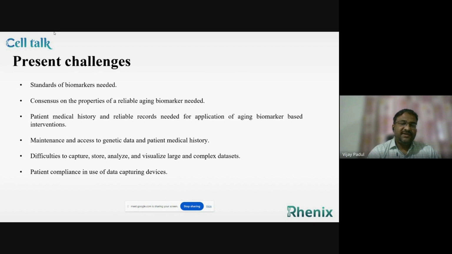Then patient compliance in use of data capturing devices. It will not happen that 100% of the patients in a particular test group will be able to use those devices and create the data. So there might be some lacunae in creating those data points. So all of this data will not be 100% complete.